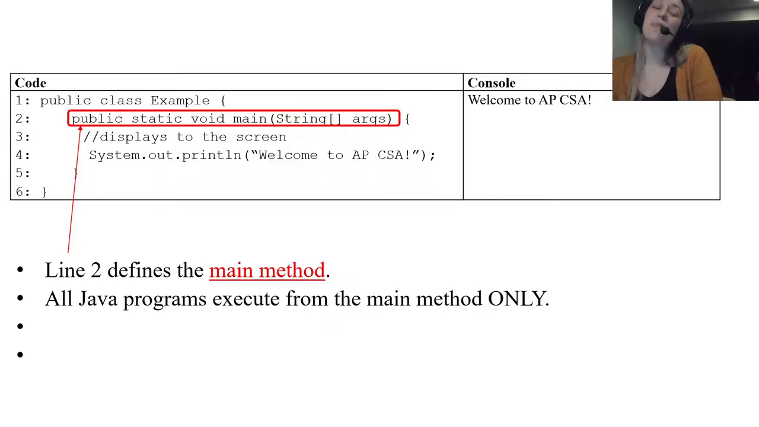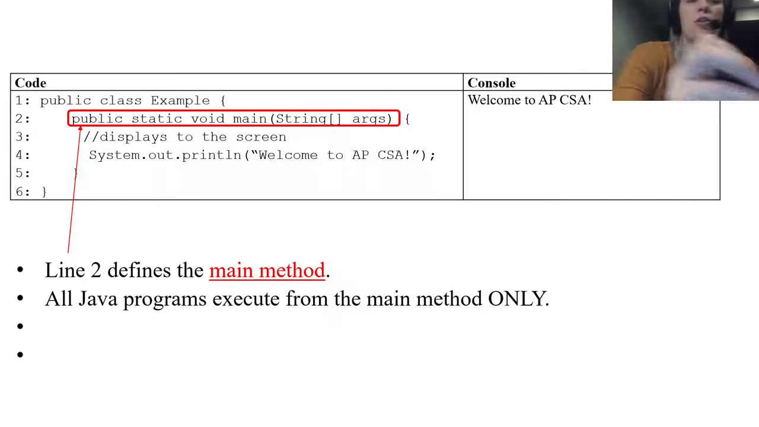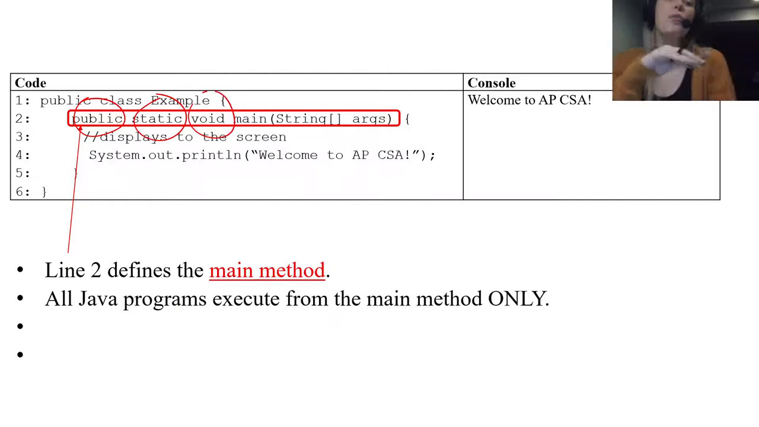Now, this is called the main method. There's three words that come in front of main. You'll notice you have what's called public, static, void. All three of those are keywords that need to be there before you define your main method, main being a lowercase m. Public, static, void, and then main is the name of the method.